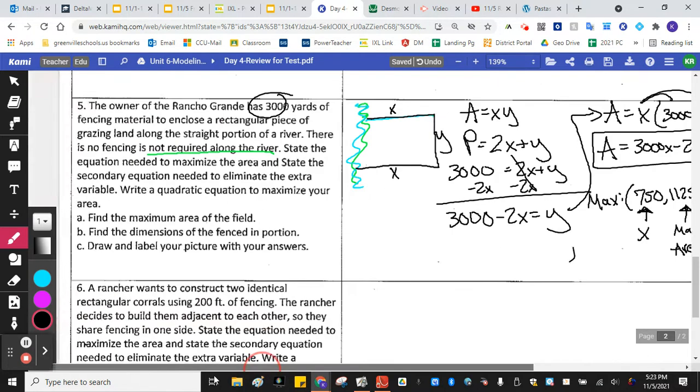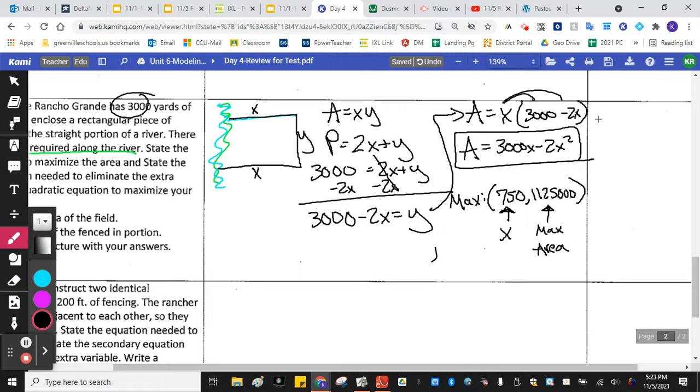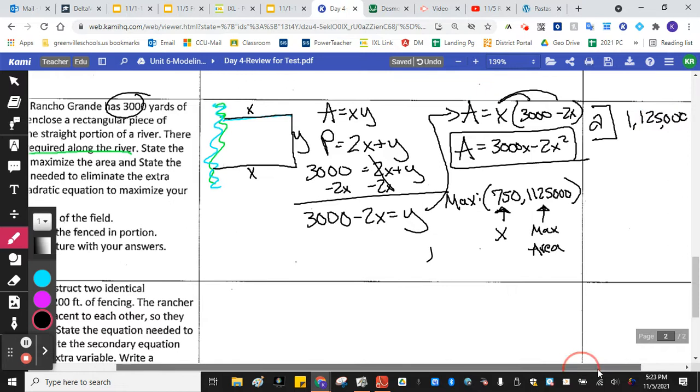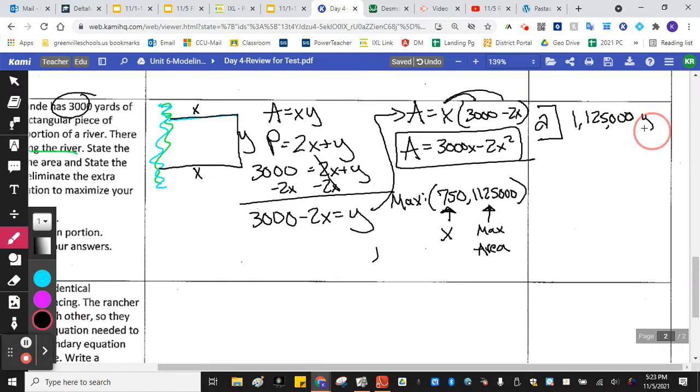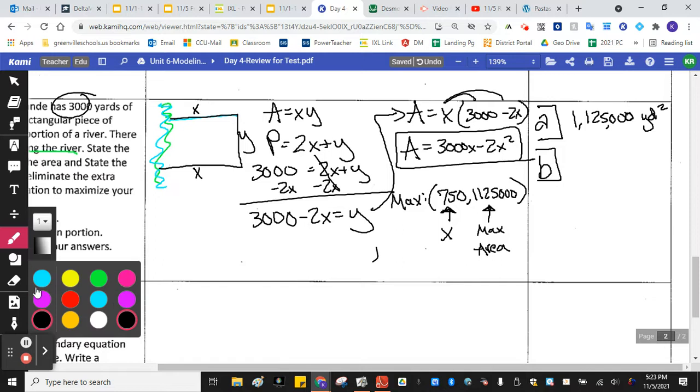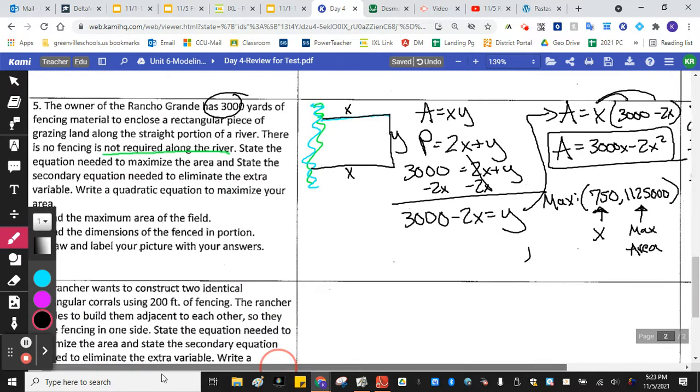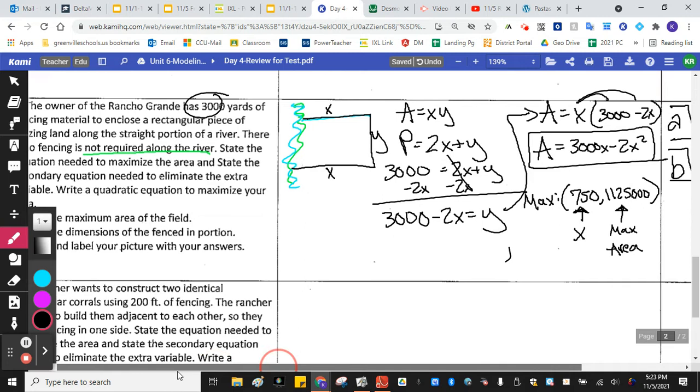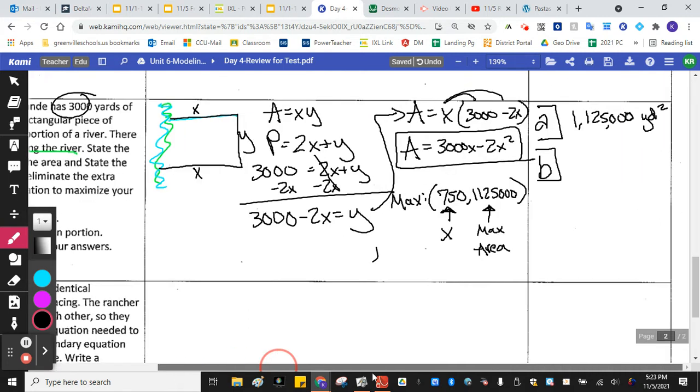So it says, what is the maximum area of the field? 1,125,000 yards squared. And I was curious because it's a ridiculously huge number, so I was curious how much that literally was. And it's only 128 football fields, if you're curious. You weren't? I was. Okay. What is the dimension of the fenced in portion?